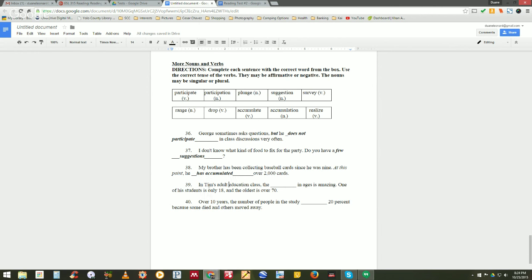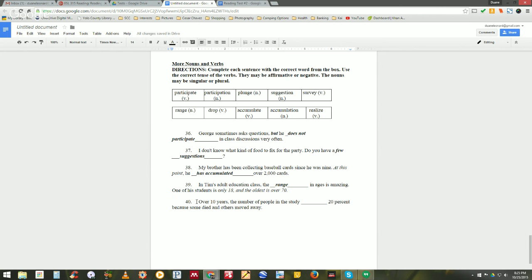In Tim's adult education class, the blank, so it's got to be a noun because of the. The drop, well, that's not even a noun. The accumulation, so one of his students is only 18. The oldest is over 70. So the students are between 18 and 70. So what does it mean to be between something? It's a range, and the range in ages is amazing. And so the hint here is this range.